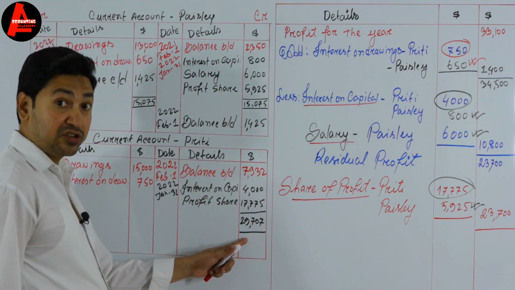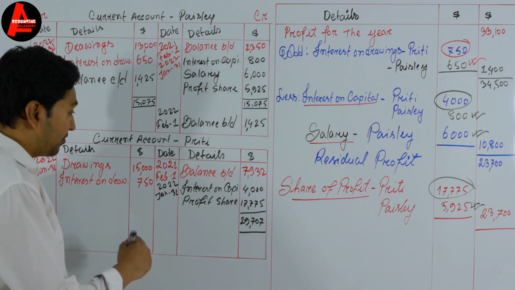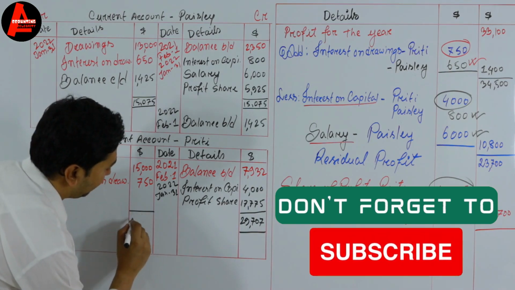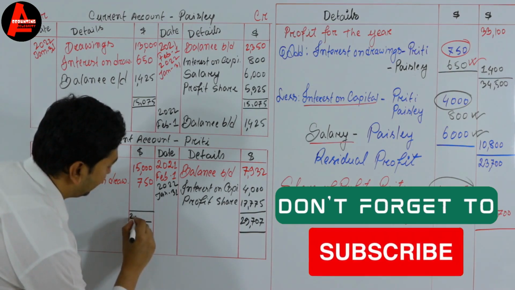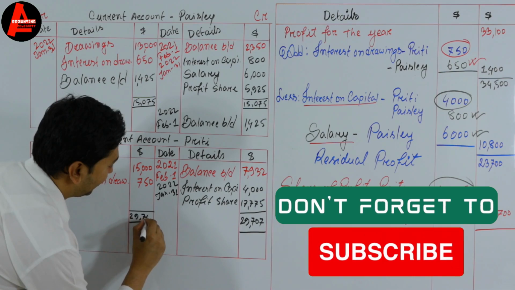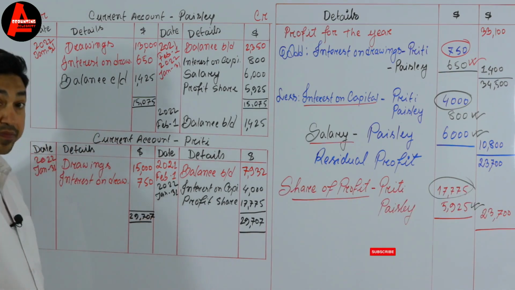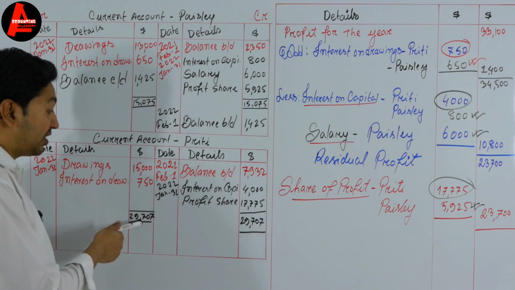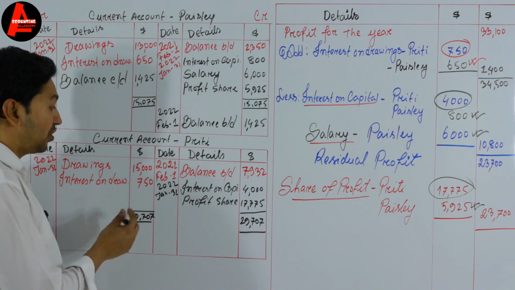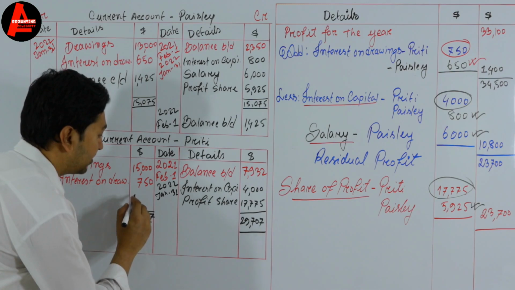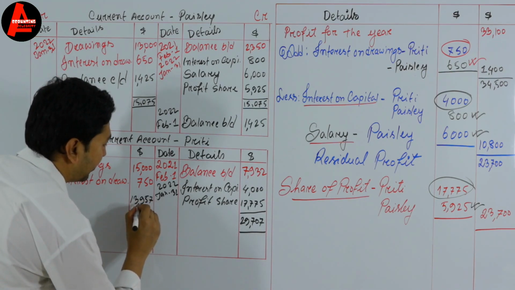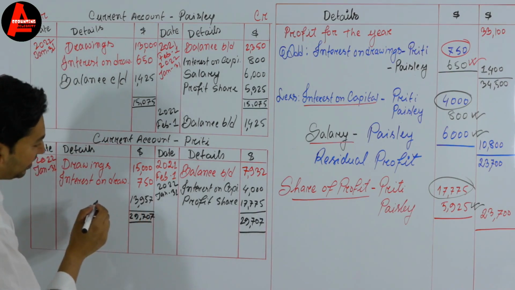Now tell me, what is the next step? We will take this amount to the opposite side, that means the debit side. So come to the debit side and write this amount, 29,707. What is the next step? We subtract these two amounts from this total. If we subtract, we get 13,957. So this is our closing balance.